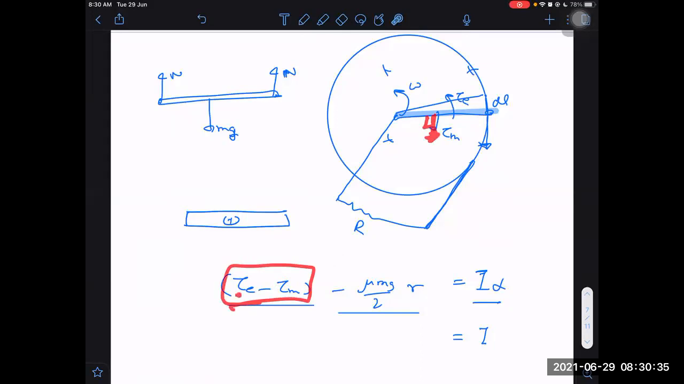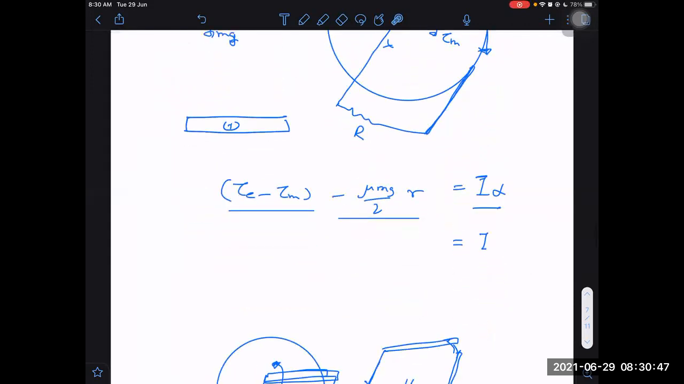There is no harm in writing that tau E minus tau M, which is minus mu mg by 2 into R, is equal to alpha. It is correct only in that case. Is it understood? Sure. So this is also a valid equation, right? This is also a valid equation.